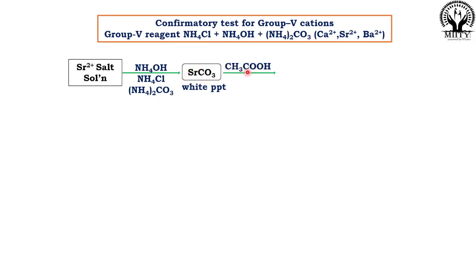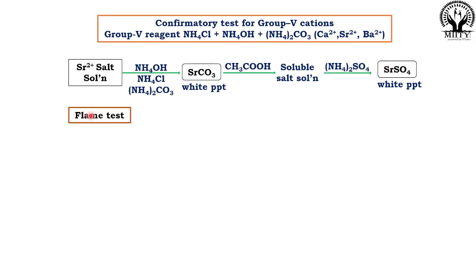To this add acetic acid, the strontium carbonate is soluble in acetic acid, and to this soluble salt solution add ammonium sulfate. White PPT of strontium sulfate will be formed. We can do one more confirmation test to confirm the presence of strontium, that is flame test.